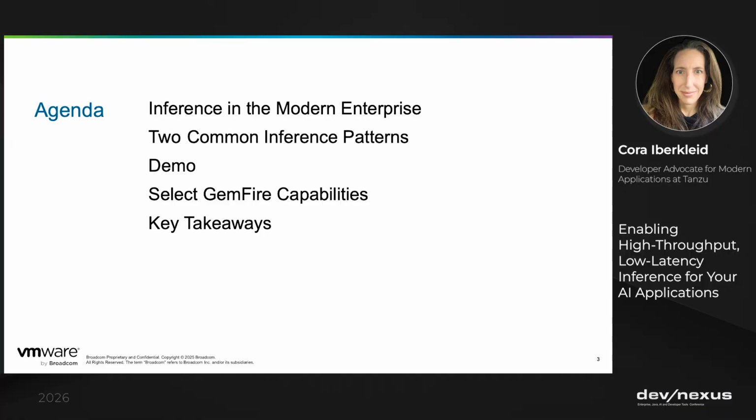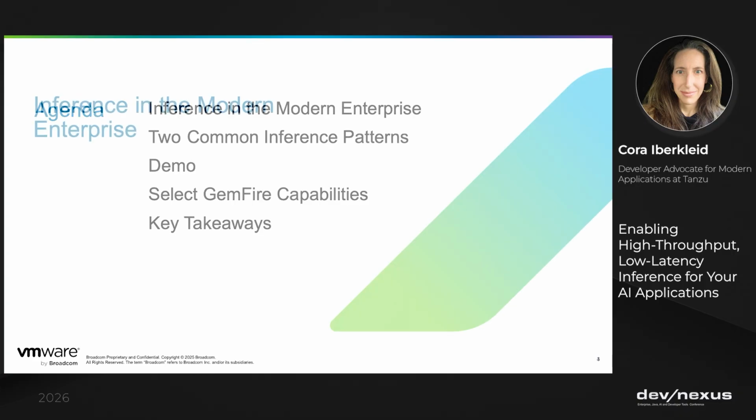As far as this topic, I want to first set a little bit of context about inference in the modern enterprise and focus on two patterns for implementing these in production. I have a bit of a demo. We'll set up the demo, go over it, and the tech stack selected. And as you can see, spoiler alert, one of the technologies chosen for the tech stack is going to be VMware Tanzu Gemfire. And so I'll cover some capabilities that make it particularly well suited for this.